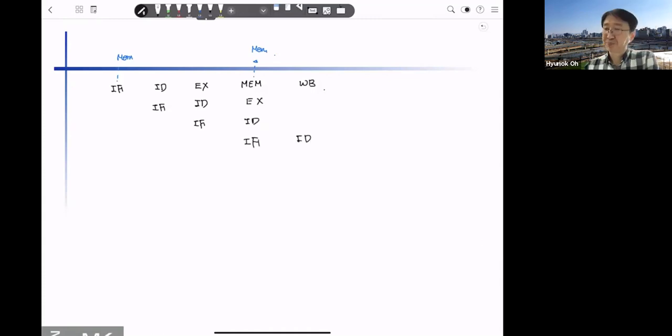So let's think about it. The first one is a load instruction. This one is an add instruction. What does the load instruction do? It is reading data from the memory. But instruction fetch is also reading an instruction from the same memory. There is only a single memory, so we cannot read twice in one cycle. This cannot be executed because of the memory access, so we have to put a bubble here. The add instruction can start at the next cycle.